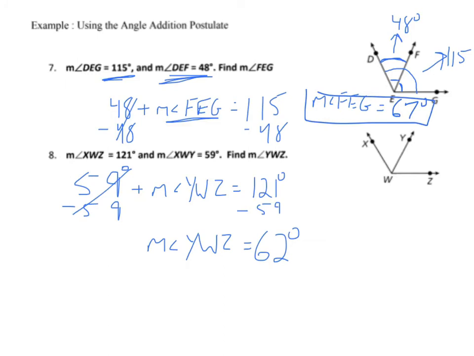Alright, here's the solution to number 8. This one was very similar to the last one where they told us XWZ, which is the entire angle. They told us the entire angle is 121 degrees. Then they gave us one part, XWY, as 59 degrees, and I needed to figure out the other part, YWZ. So I say, all right, well, the first part is 59 degrees. I want to figure out the second measure, and I know that they have to equal 121, so I subtract 59, and that tells me that the measure of angle YWZ is 62 degrees.